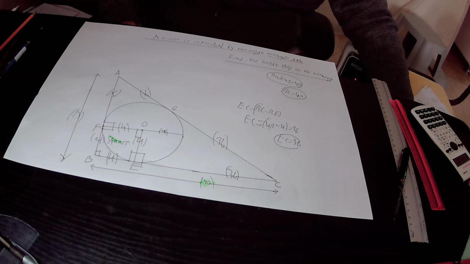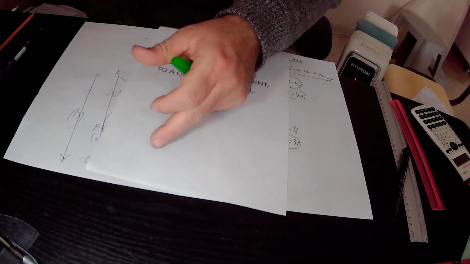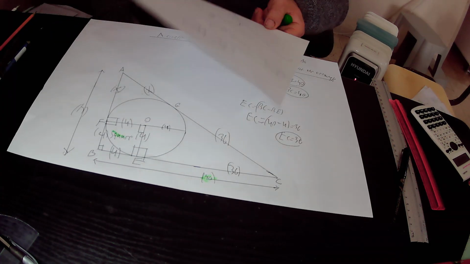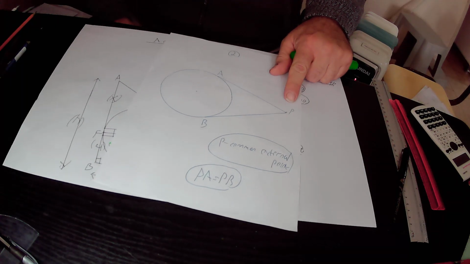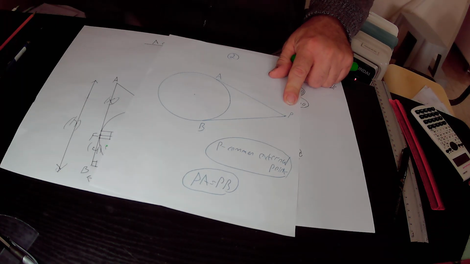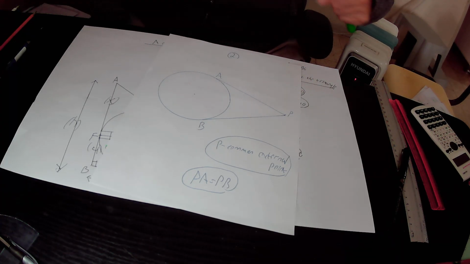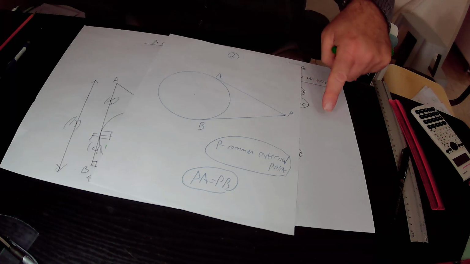Now we go to rule 2. According to rule 2, the lengths of two tangents from a common standpoint to a circle are equal. In the drawing, you have a circle. This is a common standpoint, point P. From this common standpoint, point P, we have two tangents to this circle, tangent PA and tangent PB. And according to rule 2, they are equal to each other. That is to say, PA equals PB.